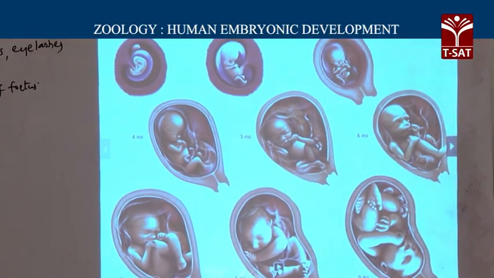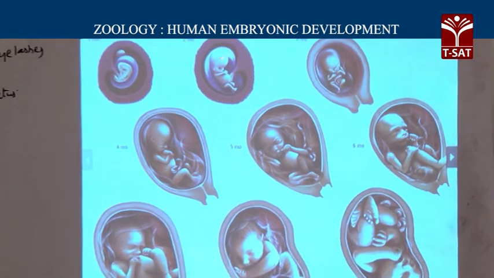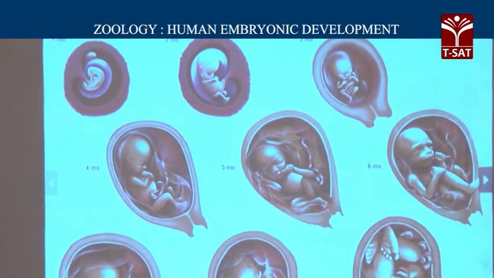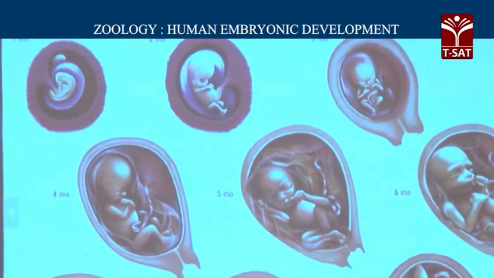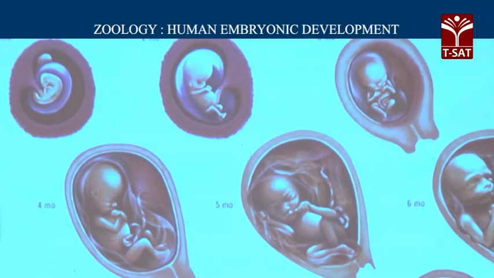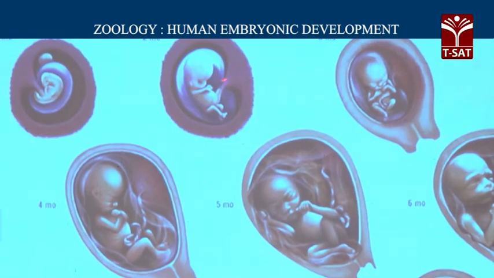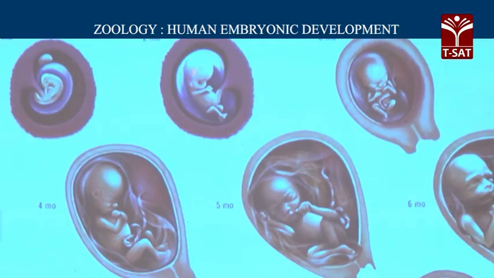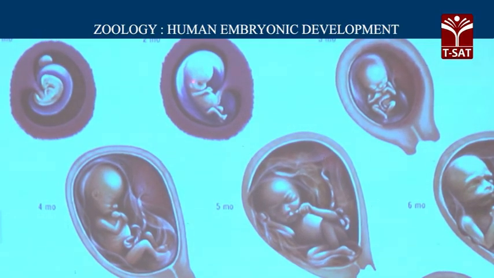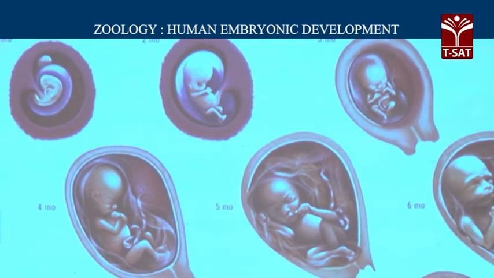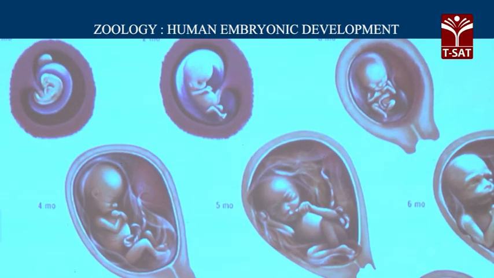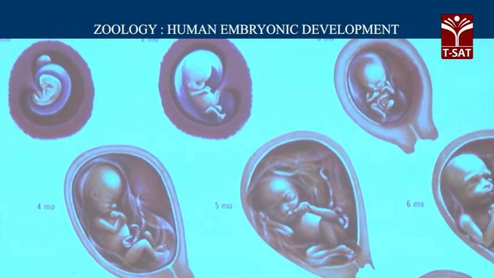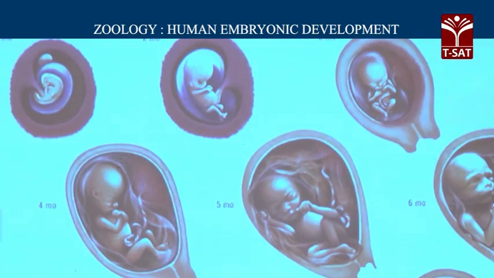We will see the development of, you can see very clearly, the formation of the brain. It means the ectoderm has given rise to the brain, the nervous tissue, very well developed within this, and the heart, blood vessels, and major internal organs will be developed during the first 3 months.